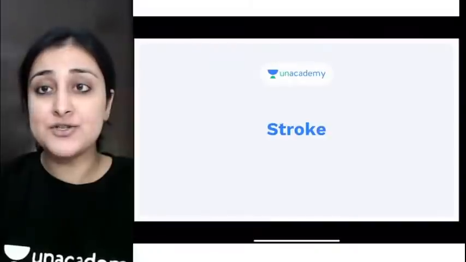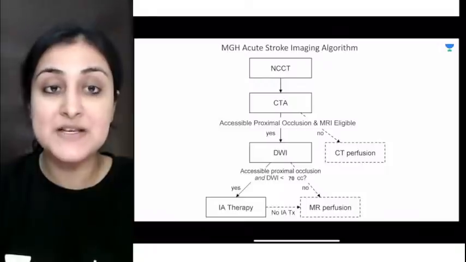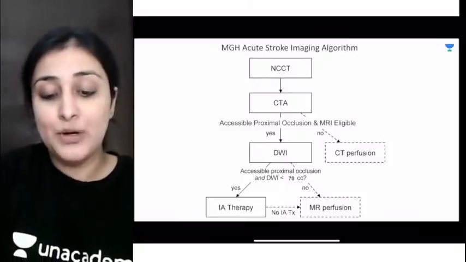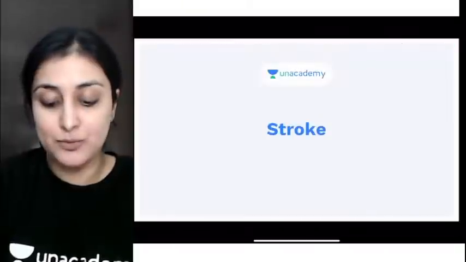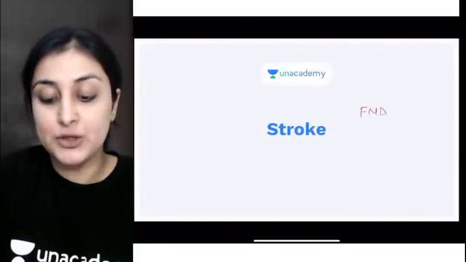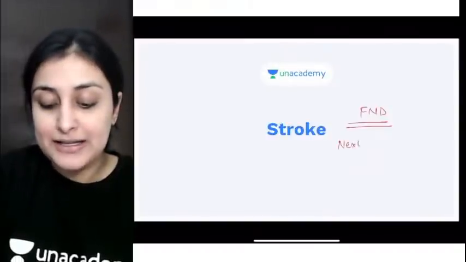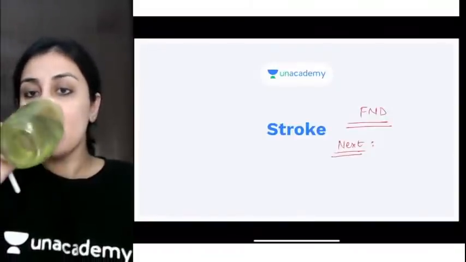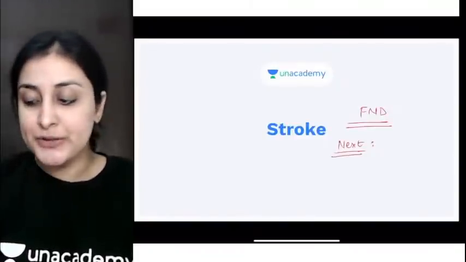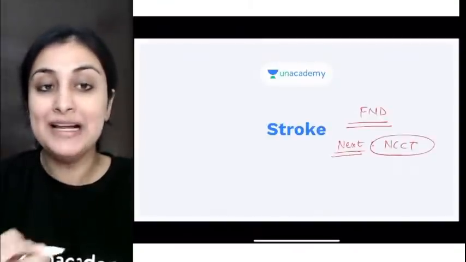Very quickly, let's do stroke in 5 minutes. So this is what they asked you in the last AIIMS exam. Anytime you have a focal neurological deficit patient, alright, so let me go back. If they give you a patient with non-reversible focal neurological deficit, they'll ask you, next step kya karoge? What will your answer be? It will be NCCT, right? So NCCT is what you will do.